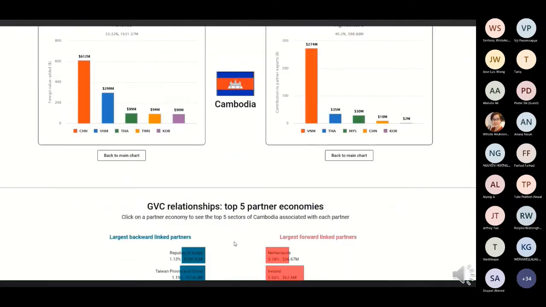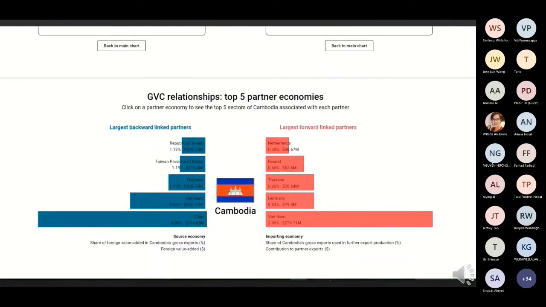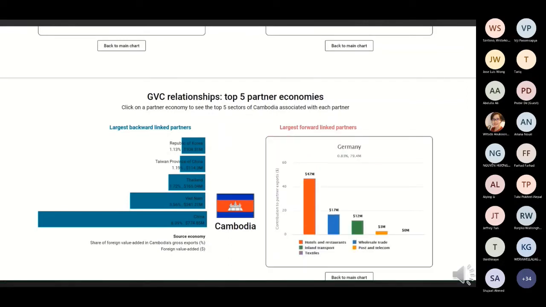If you go further down, you see the top five GVC partners. You can click into any of them to see what they are trading with Cambodia. For example, Germany is quite a significant partner on forward linkages. You may be curious about what Cambodia is contributing to the GVC exports of Germany. So, you just click on Germany. You see the major contribution of Cambodia to Germany's exports is predominantly hotel and restaurant. This information hints at their relationship in the value chains of tourism services.